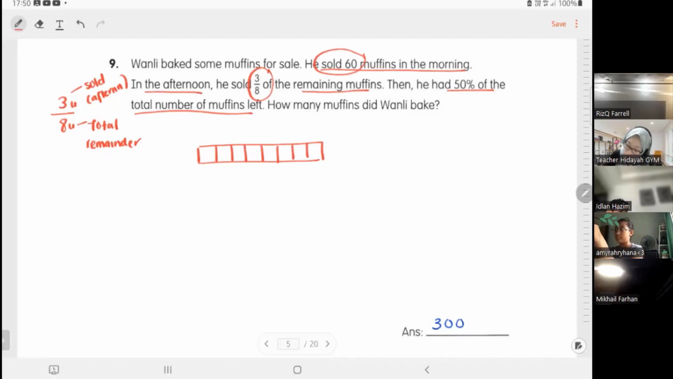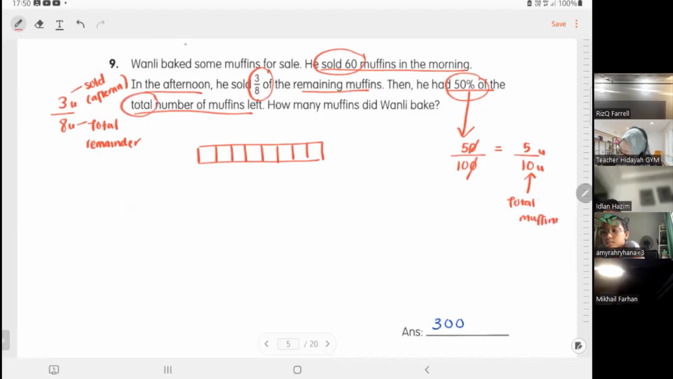Then he had 50% of the total number of muffins left. 50%, if I were to convert it, it will be 50/100. Convert to fraction. Then if I reduce and simplify, I get 5/10. Now, which means the whole model here is actually out of 10 units. So you can see this is my total, because they say 50% of the total. So this is my total muffins. Okay, so this is what he had left, 5 units left.